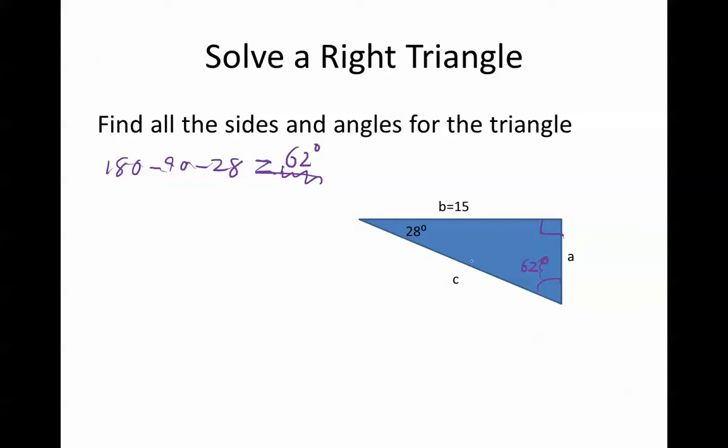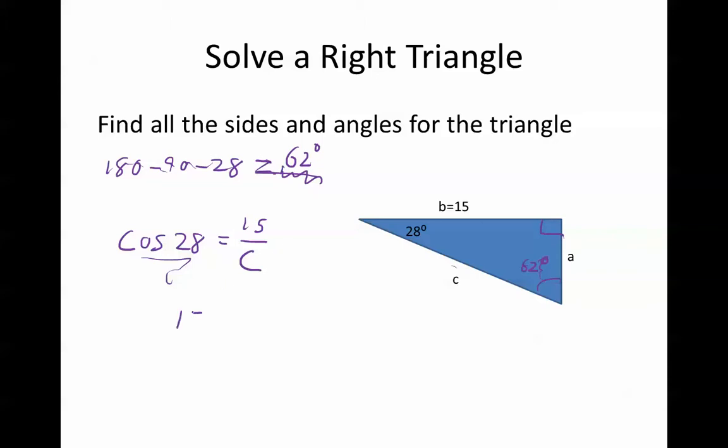Now I need to find these other sides. And I find them using the right triangle trig we did on the previous problem. So let's find this hypotenuse right here, okay? So I have a 28 degree angle here, and I have this side length. So this is adjacent and hypotenuse. So if I take the cosine of 28, because that's adjacent and hypotenuse, equals 15 over c, I can then cross multiply to find the c.